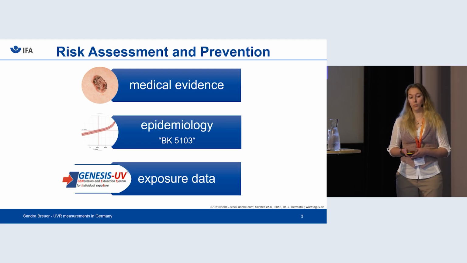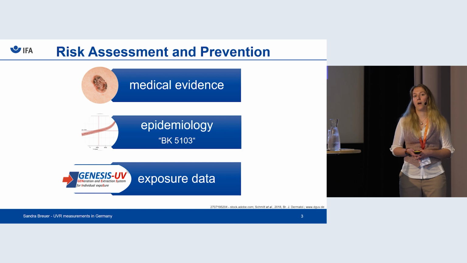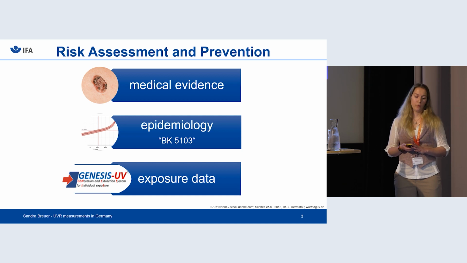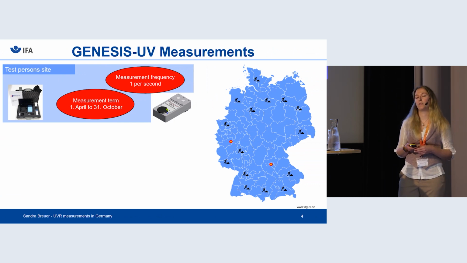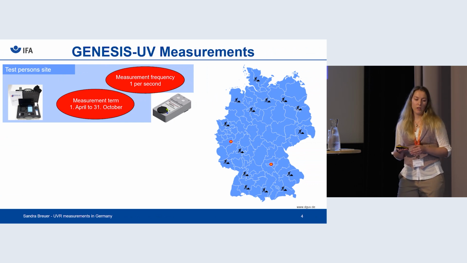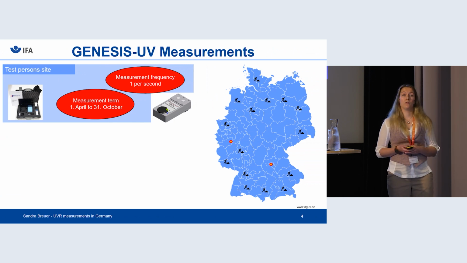But what was still missing, until our study, were some exposure data to analyze which occupations are at a particular risk for getting maybe skin cancer at the end of their lifetime, after their job. We wanted to close this gap with a large-scale measurement. This is the Genesis UV study. For this, we first started within Germany. The study was conducted from 2014 to 2019, and the measurement term was from the beginning of April to the end of October. And we worked with 1,000 test persons.